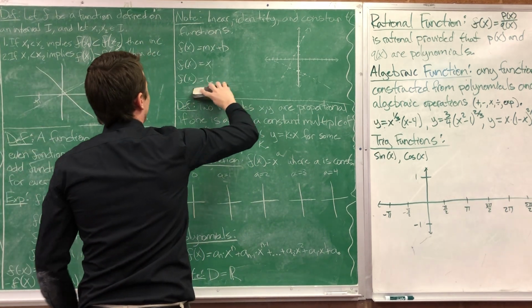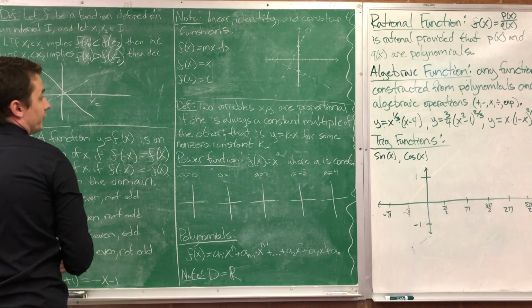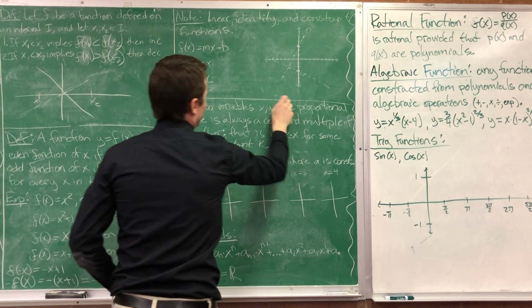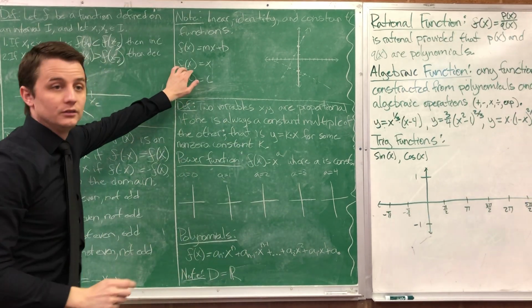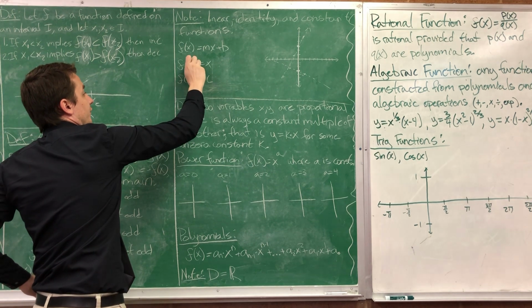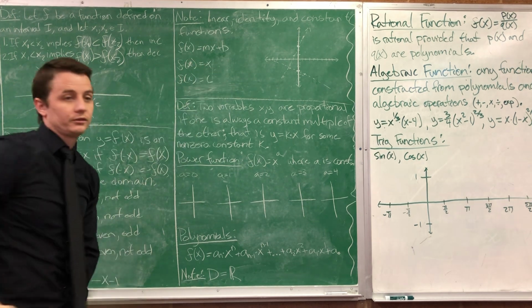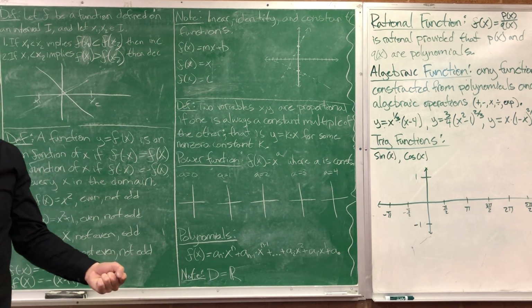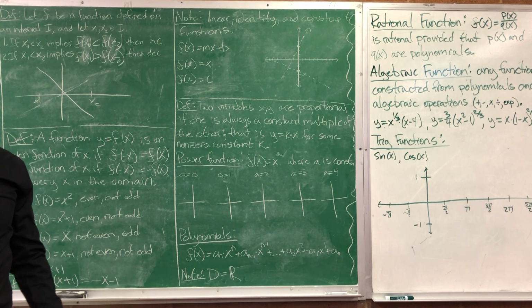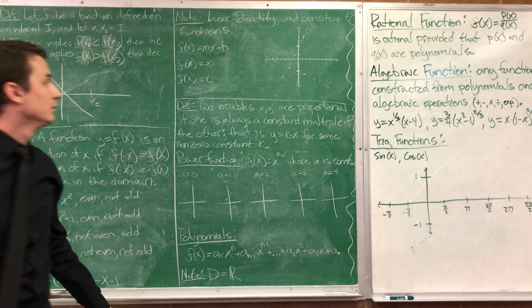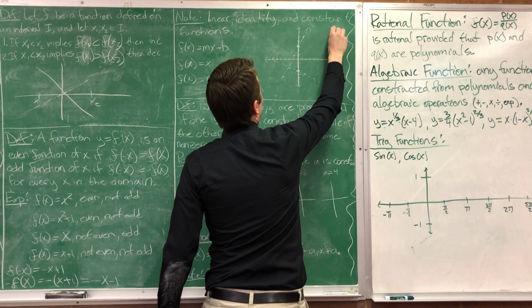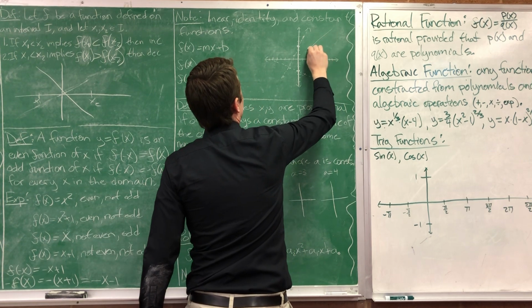Now let's look at the identity function. An identity function spits out whatever you put in. So the identity function f of x is just equal to x. If you put in 3, you get out 3. If you put in 6, you get out 6. What does the graph of that look like? Just a nice line like this right through the origin.